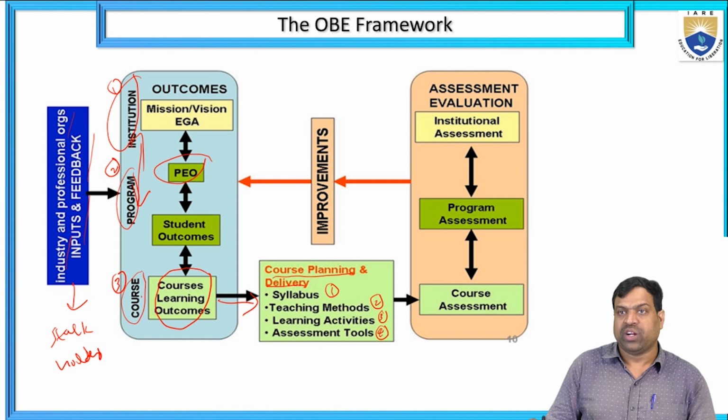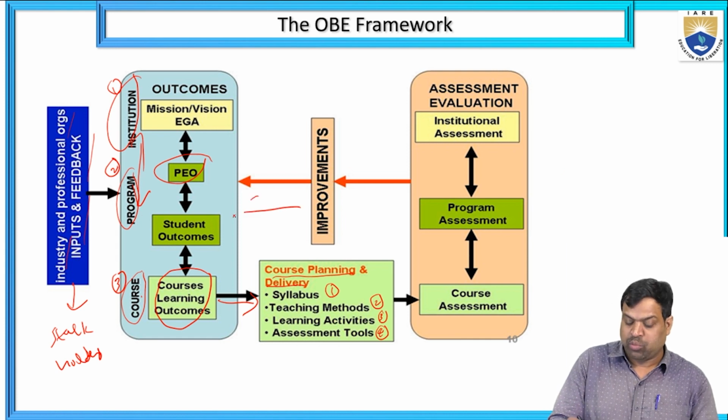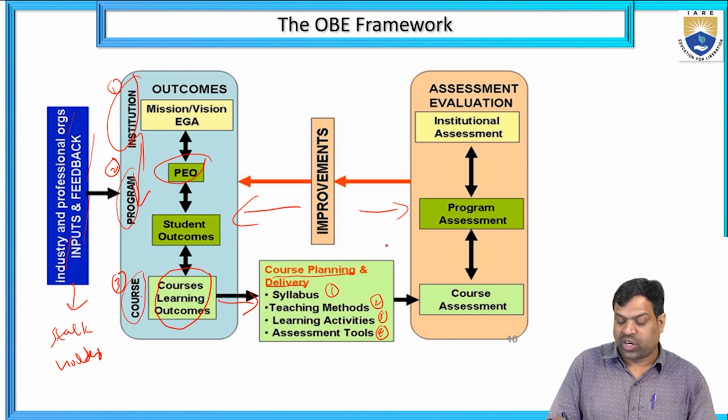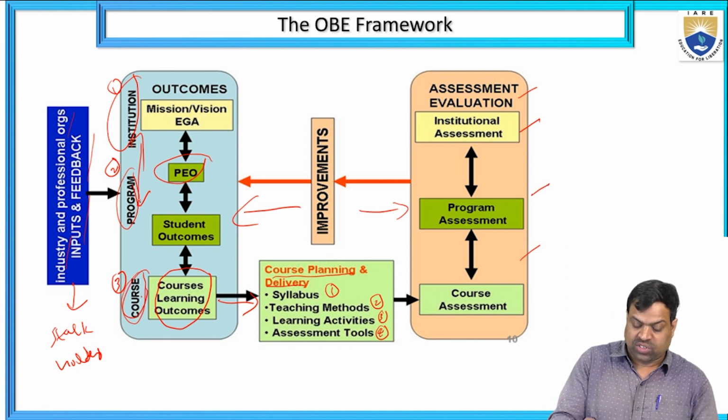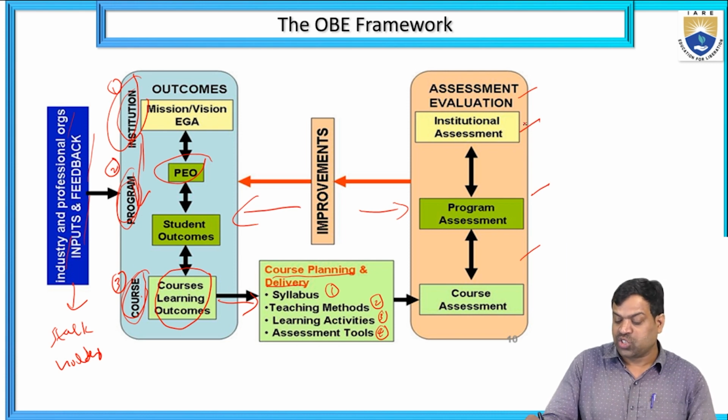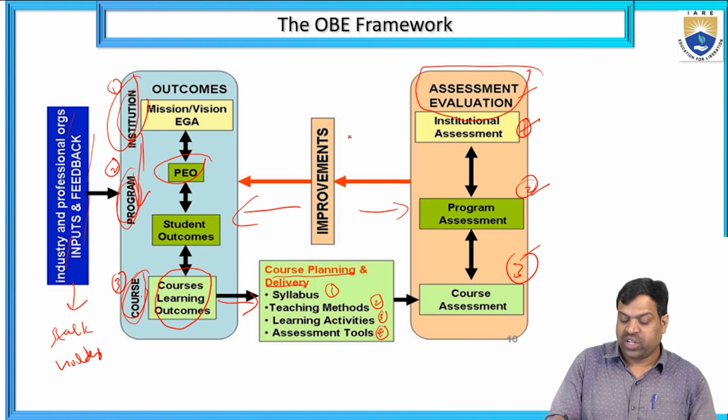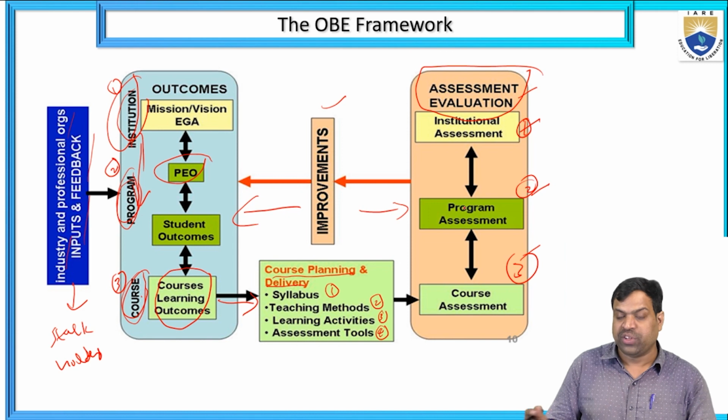In the assessment evaluation, what is the improvement between the outcome and assessment evaluation? What improvements are there in the assessment evaluation? Institutional assessment, program assessment, course assessment. Course, program, and institution. Here also institution assessment, program assessment, course assessment. These are the assessment evaluations. In between, what improvements are there between the outcomes and assessment evaluations?